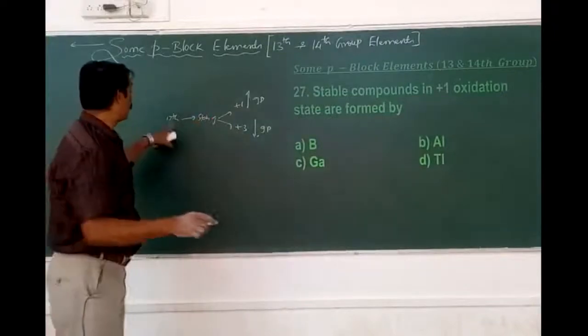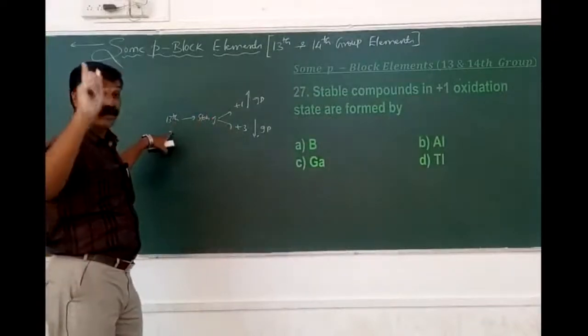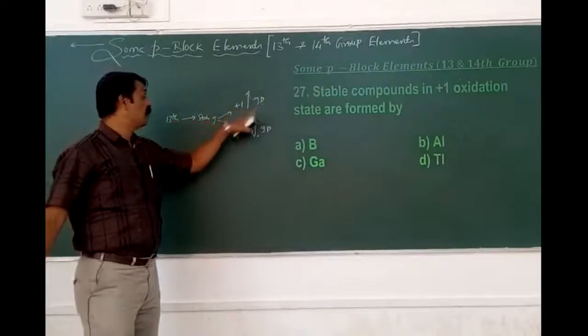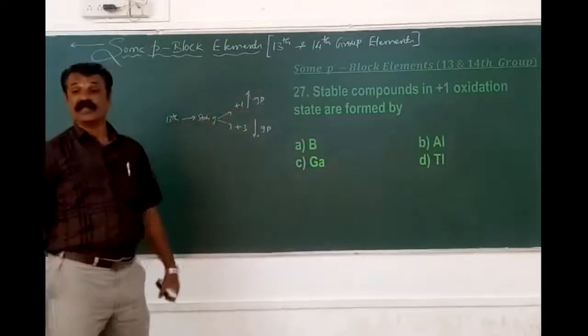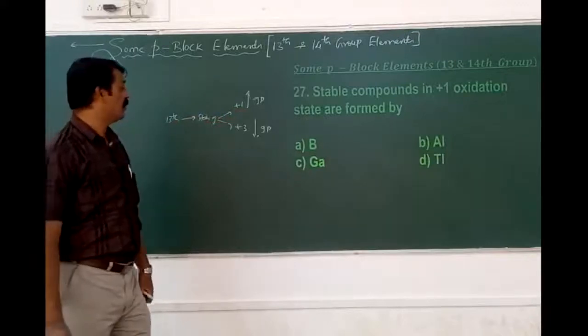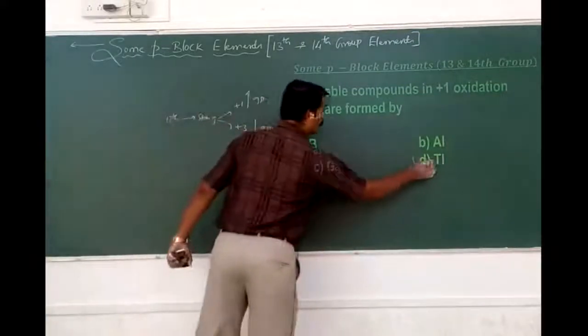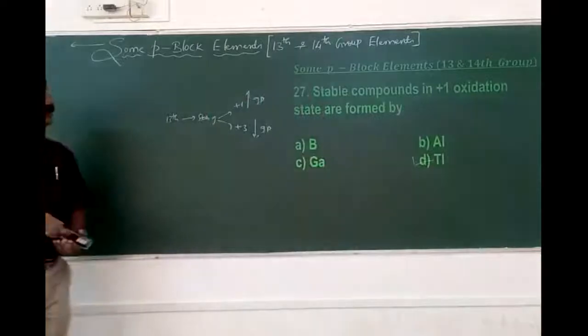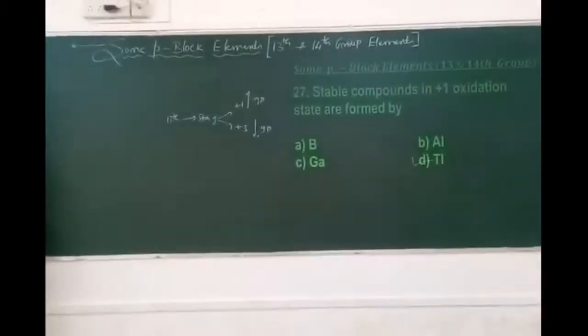Whereas in case of the what group? The 13th group, +1 is stable, it goes on increasing down a group, and +3 goes on decreasing. Which is the last element? It is thallium. Means thallium is going to be the what? More stable. Thallium means it is Tl. Therefore it is D. Okay. So 27 D. Next we will move on to the 28th.